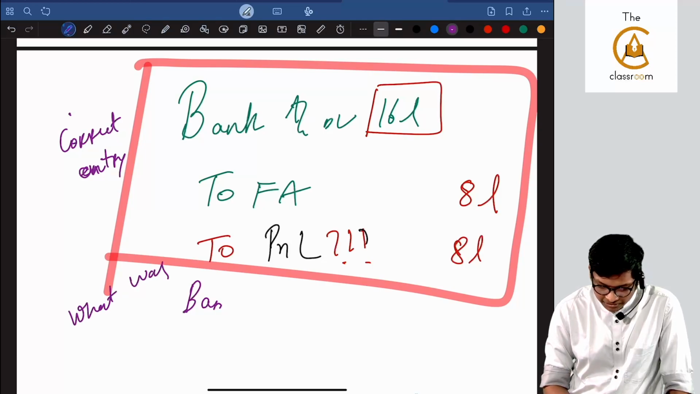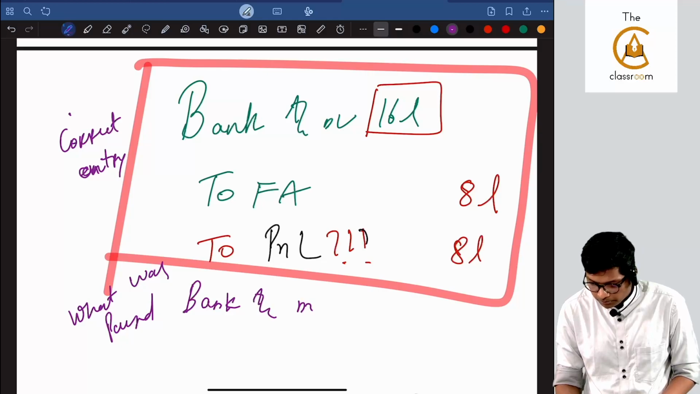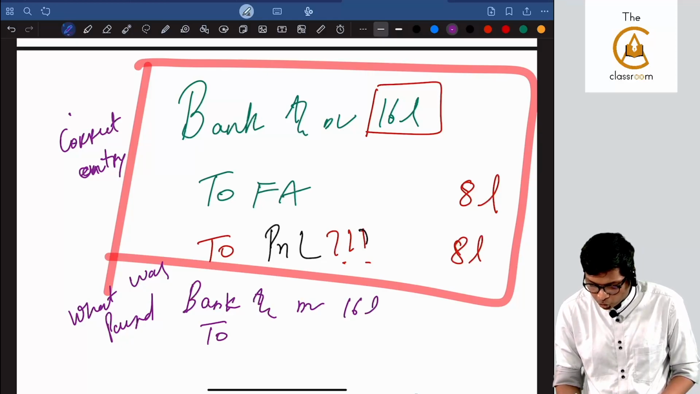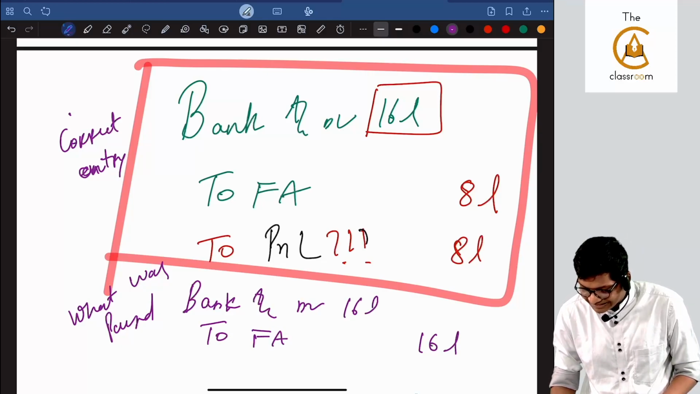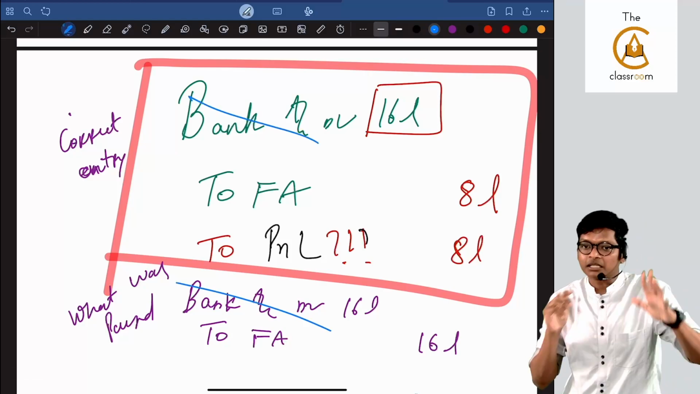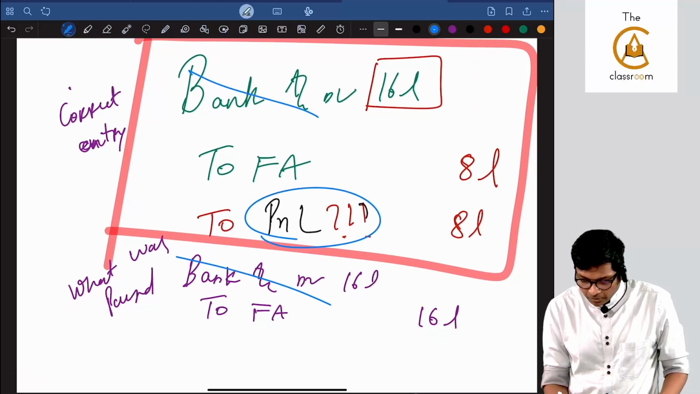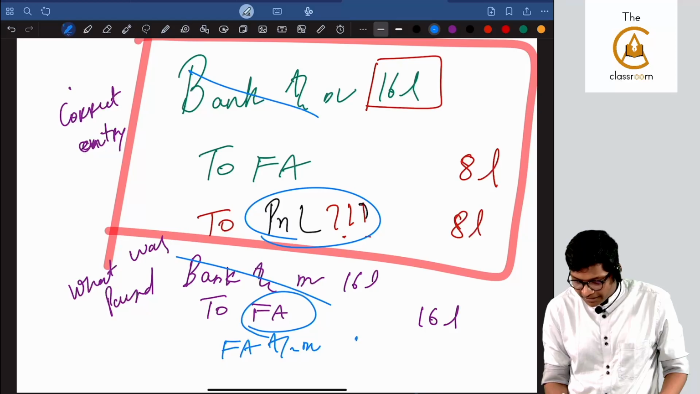What was passed? Bank account debit 16 lakhs to fixed asset 16. This is the wrong entry. So bank and bank strike. So my rectification entry will now be what, guys? Machinery, I should reverse the fixed asset. Machinery account debit 8 lakhs to P&L 8 lakhs.